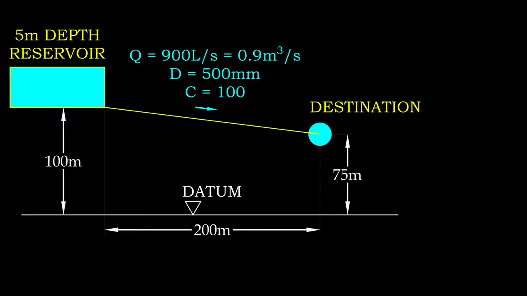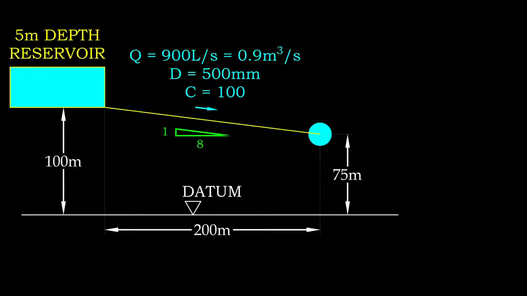The distance between a 5-meter depth reservoir and the supply destination is 200 meters. Bottom water level of reservoir is at 100 meter elevation, while the elevation of the other end is 75 meter. The internal pipe diameter is taken as 500 mm and the design flow rate is 900 liters per second or 0.9 cubic meters per second. Hazen-Williams coefficient C is taken as 100. How would the EGL and HGL look like for this system?